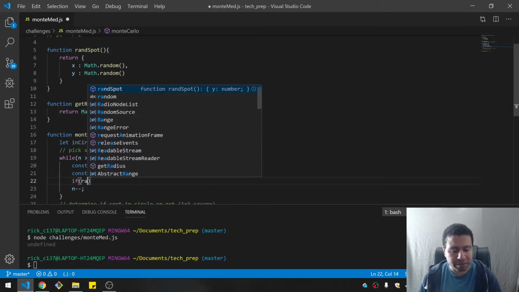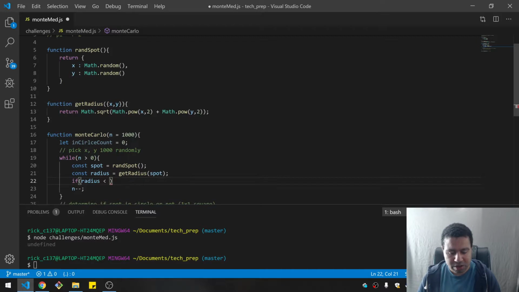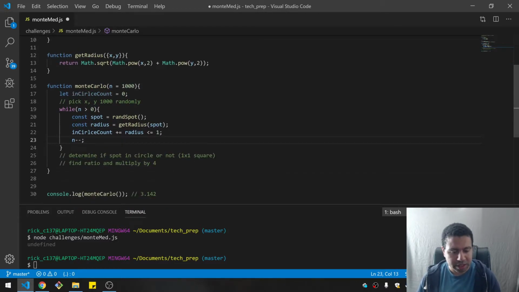And then if radius is less than or equal to 1, well, I could just add that. In circle count plus equals that, and then subtract that, and then here.